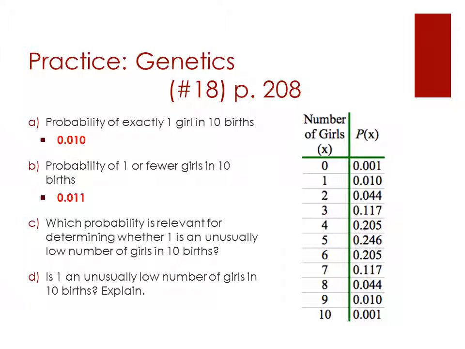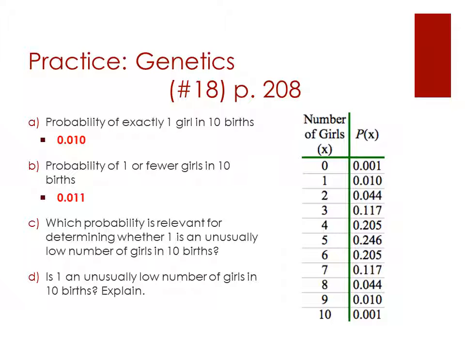All right, you would have been doing the probability of 1 and then you would have added the probability of 0. So your probability of 1 or fewer girls in 10 births is 0.011. Again, notice this is different than the probability of exactly one girl.